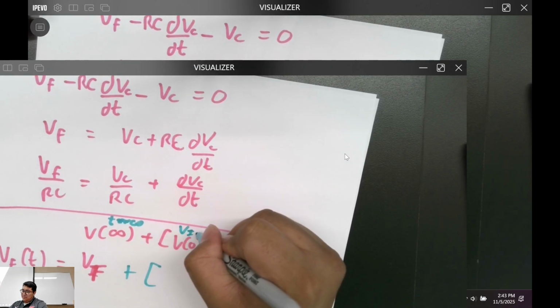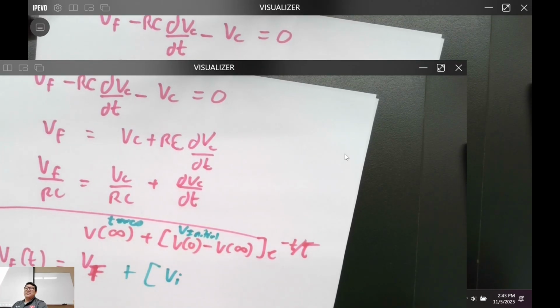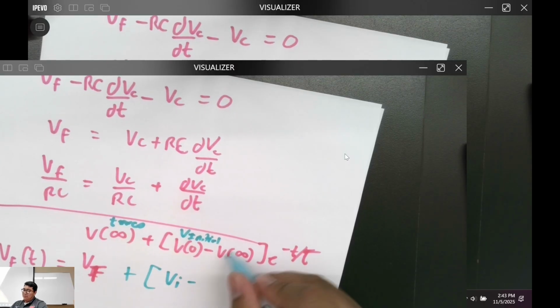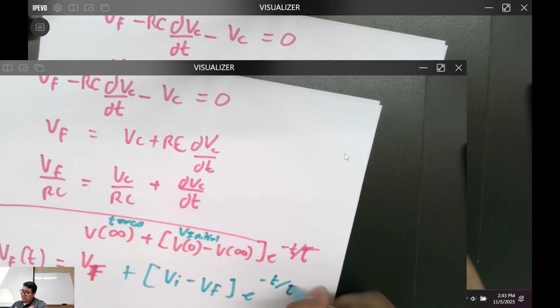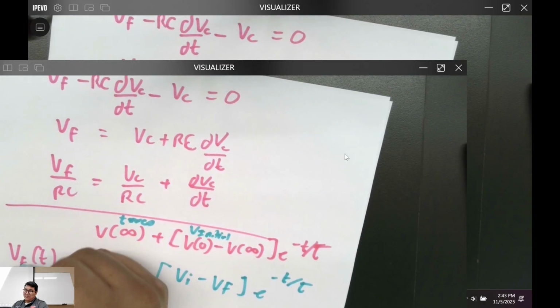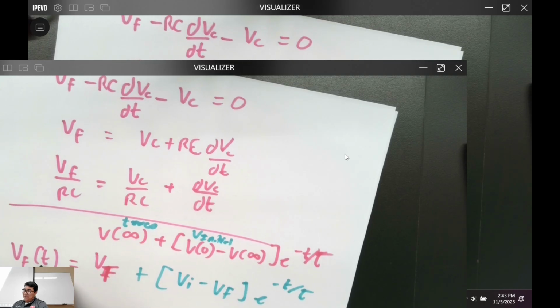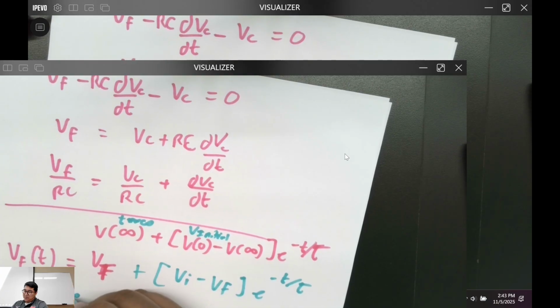V initial, VI, is that good? Minus whatever final voltage we want, correct? V final, e to the minus t over tau. Is that good? And then this right here, well, it's not V final, it's just when t is equal to infinity. If it goes to infinity.